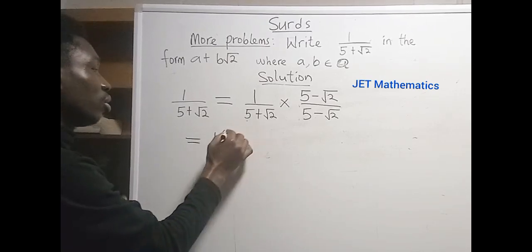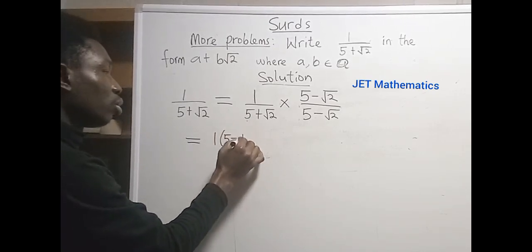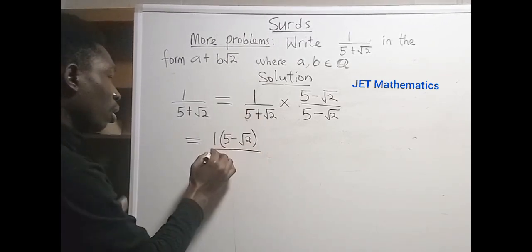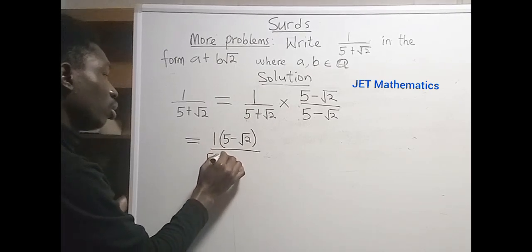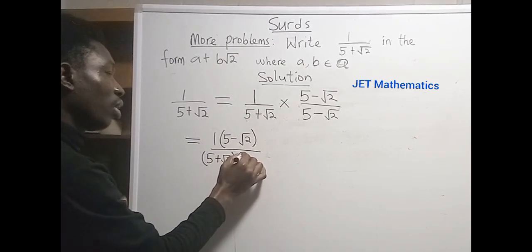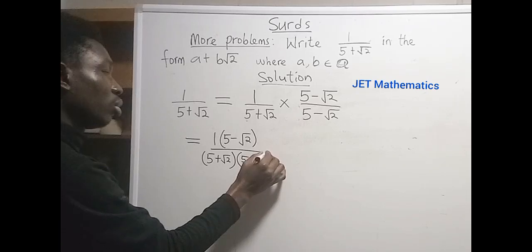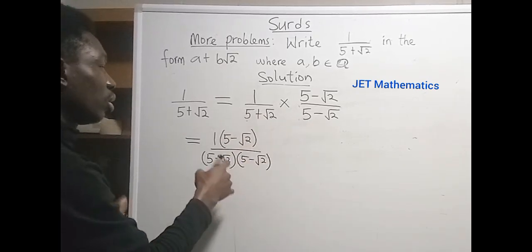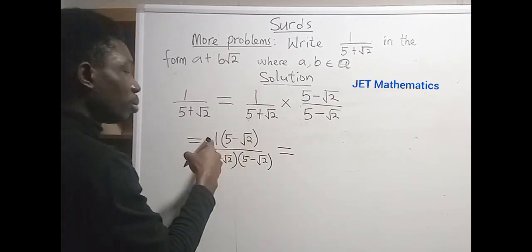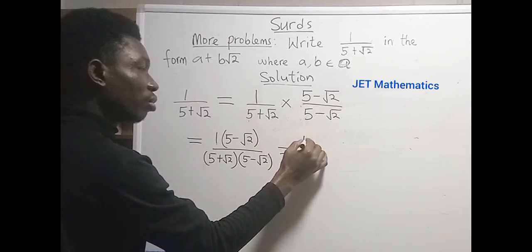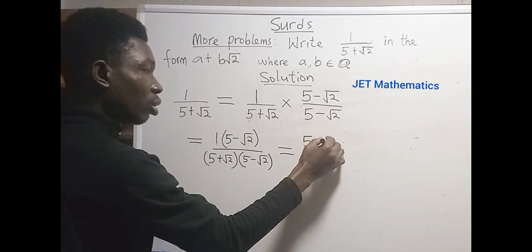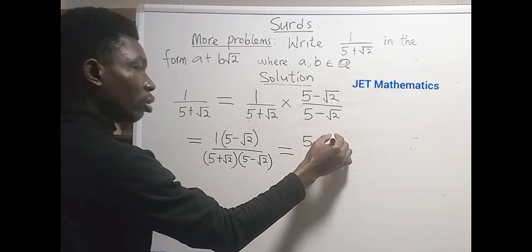Okay, so this gives us 1 bracket 5 minus root 2 over 5 plus root 2, 5 minus root 2. So that is the product of these two here and that here. So when we open up the top, 1 times 5 gives us 5, and then 1 times root 2 gives us root 2.